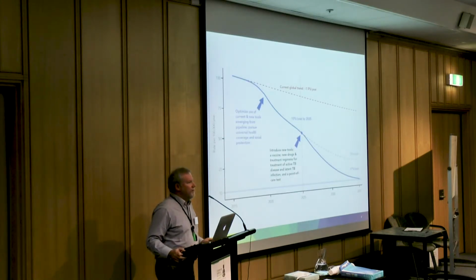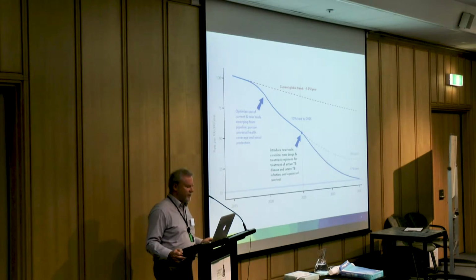Again, a commonly shown graphic. If we were to continue at the current global trend, which at least is a decrease in incidence rather than an increase, it would take, perhaps not forever, but perhaps forever, to eliminate TB. Even optimising our current tools and methods and strategies, the best we think we could hope for will be a 10% reduction.